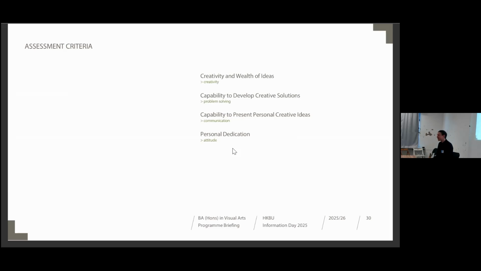So in terms of assessment criteria, by the way, we have another presentation immediately following this for 20 minutes. I will stay here to answer any specific questions about this. I'm sure you'll have many. We grade this based on creativity and wealth of ideas, on capability to develop creative solutions, on capability to present personal creative ideas. It's all well and good if you can make great work.